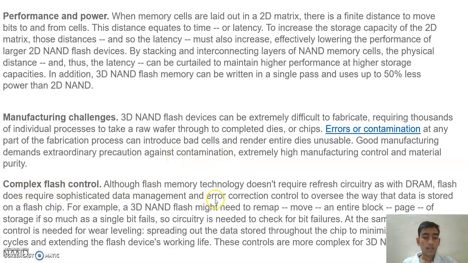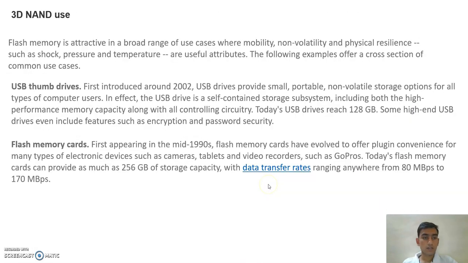Complex flash control. Although flash memory technology doesn't require refresh circuitry as DRAM does, flash does require sophisticated data management and error correction control to oversee the way data is stored on a flash chip. For example, a 3D NAND flash might need to check for bit failure. At the same time, additional control is needed for wear leveling, spreading out the data stored throughout the chip to minimize erase-program cycles and extend the flash device's working life. These controls are more complex for 3D NAND versus 2D.